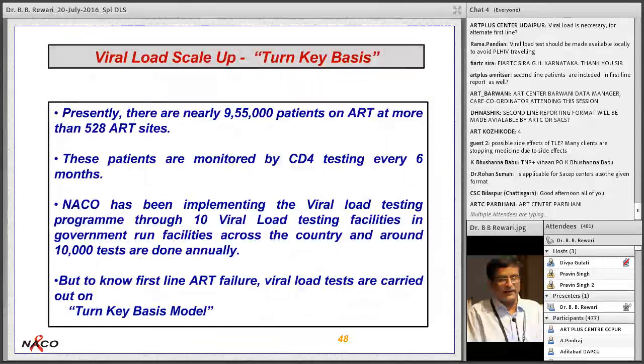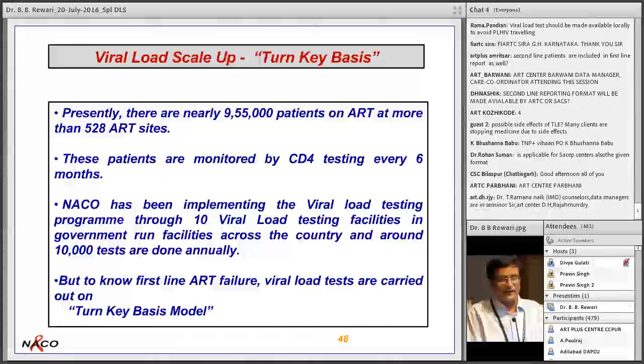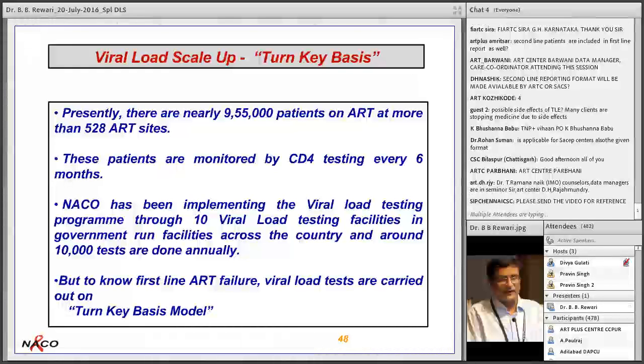Now I am coming to viral load. Viral load, there has been a demand. Viral load is the standard of care. I had shown you that graph. Basically, when a patient starts failing, his viral load goes up first, and then it is the CD4 count which declines, and then the patient gets clinical symptoms. Remember that graph always. We also remember them as program managers.